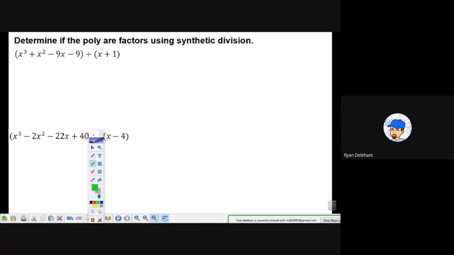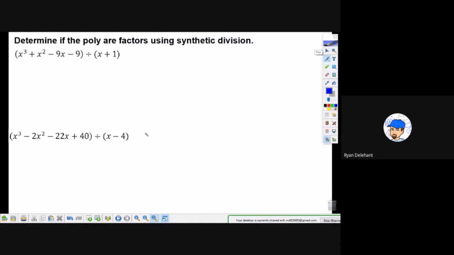But let's just try 2 of these together. So let's go through this setup. The big one is always p of x. This is always x minus a. So when we go to write this down, a goes in the top corner, coefficients on the top. So our coefficients are 1, 1, negative 9, and negative 9 from our p of x. What's our a value this time? Is it positive 1 or negative 1? Negative 1. Because you've got to take what you're dividing by, and solve it for the number that goes up top. So that means this one's going to be negative 1.